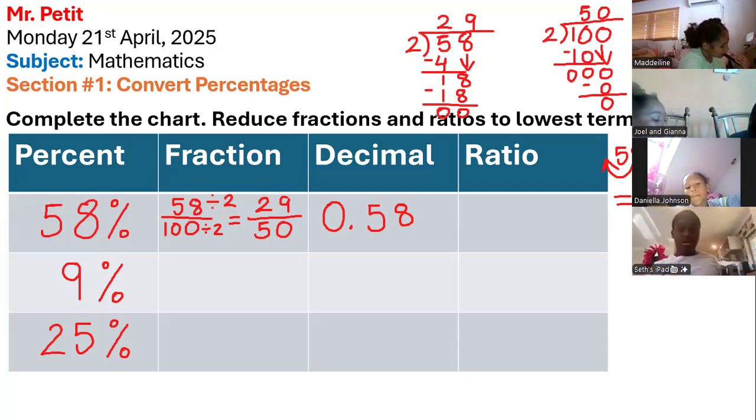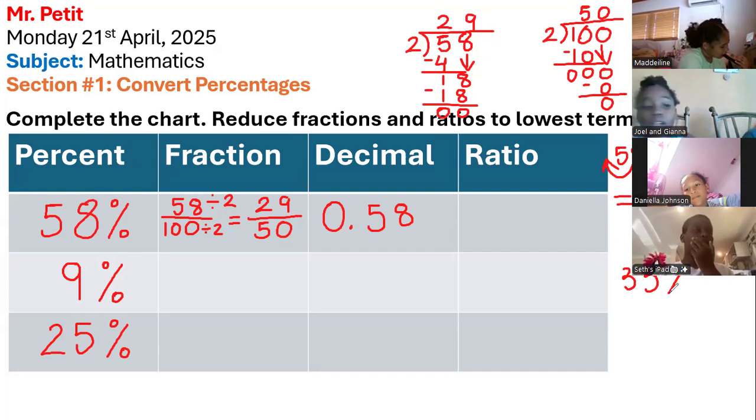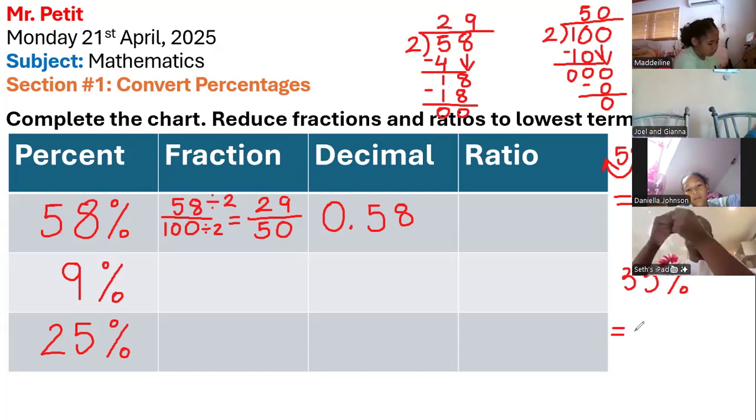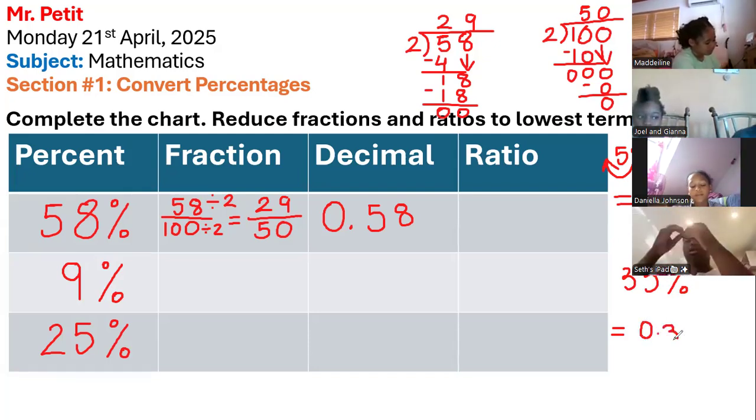So Daniela, are you there? Yes, sir. I have 35%. I want to write that as a decimal. What is 35% as a decimal? 0.35. Very good, 0.35. Do we agree with her? That is 0.35?